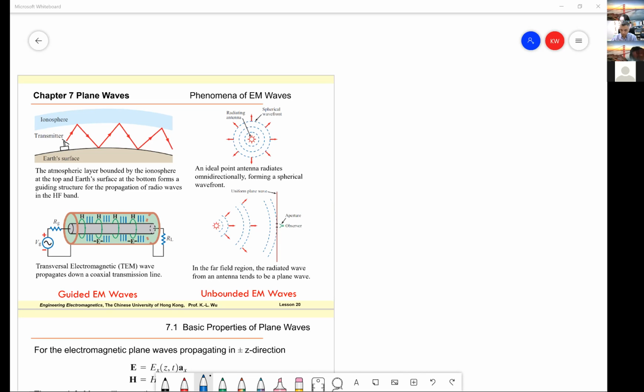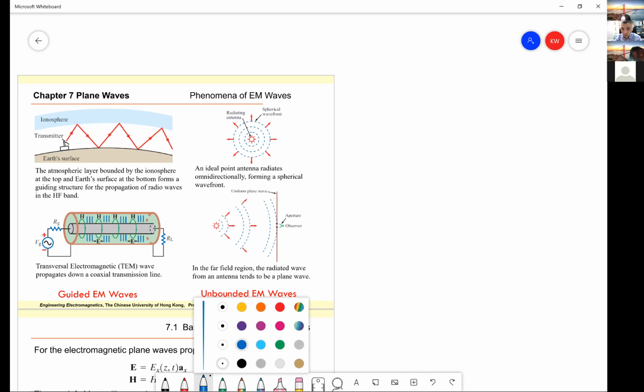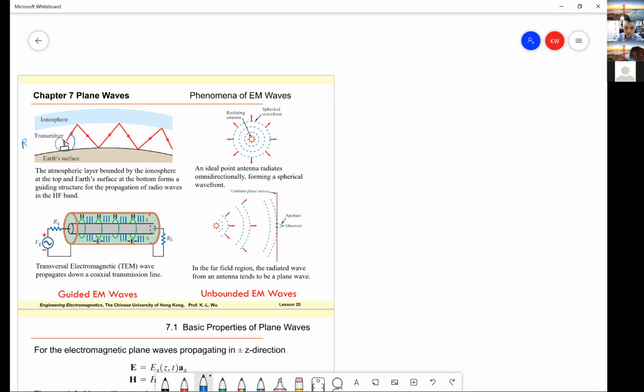Okay, for example, we make use of the wave for radar. Okay, this is a radar. What the radar is for is detection of, you say, the flying object, right? It's either for civilian use or for military use, right?